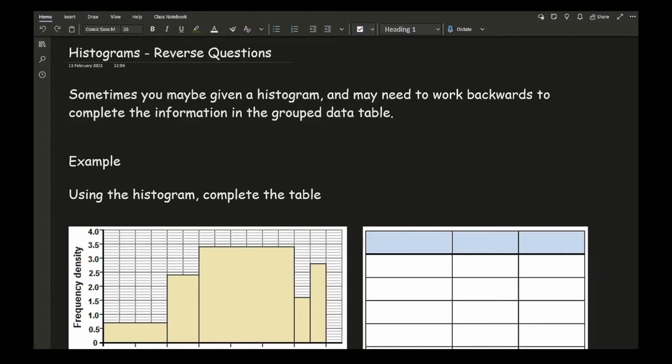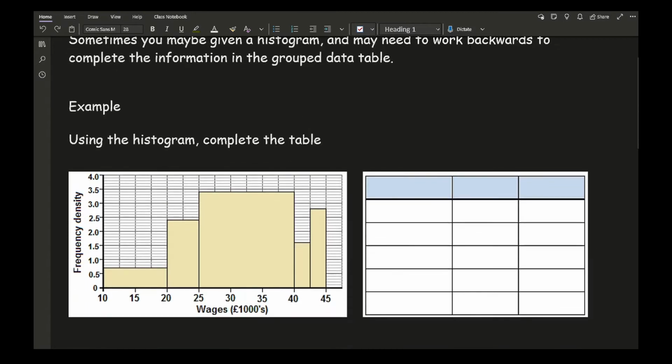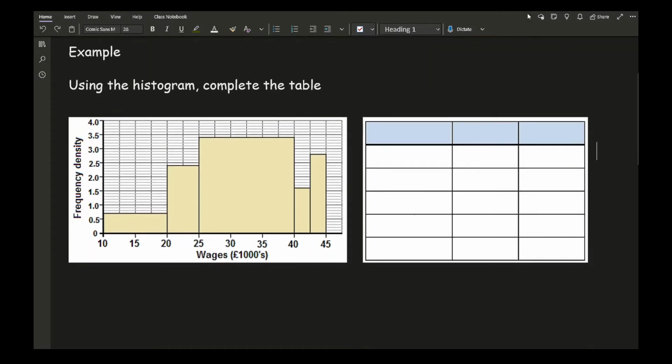Now, what we're going to do is go through an example where you are given a histogram and you need to complete the table. Looking at this, in terms of the first column, it's recognizing what headings we are putting in this table. I would say the first one is our groups, which in this particular example is based on wages. So I'm going to write wages, and the units are in thousands of pounds. Then we're going to put the frequency, and then the frequency density.